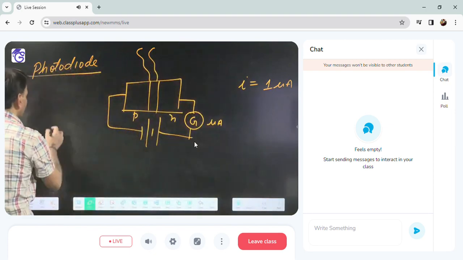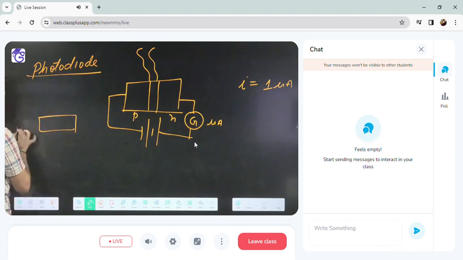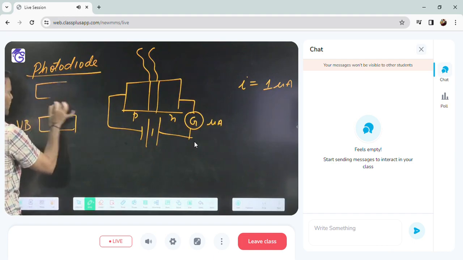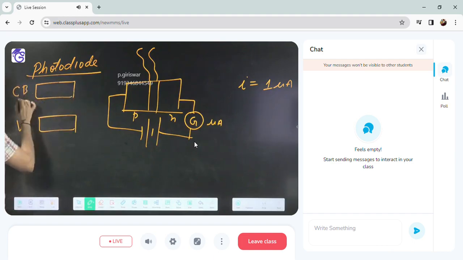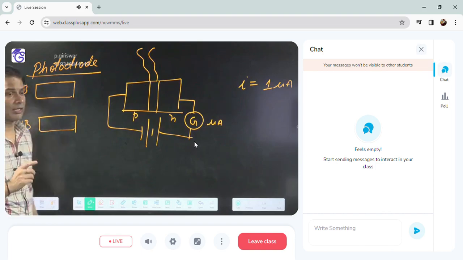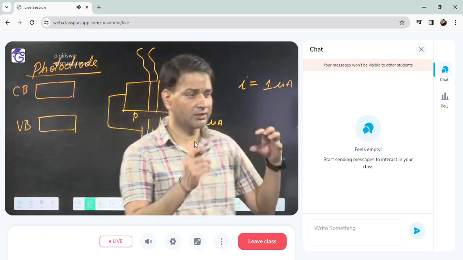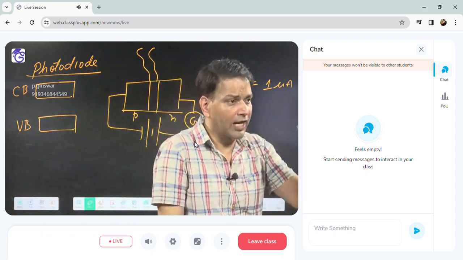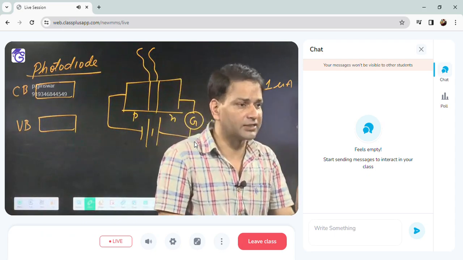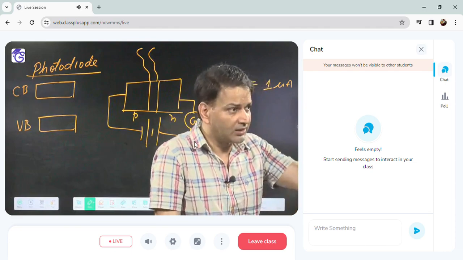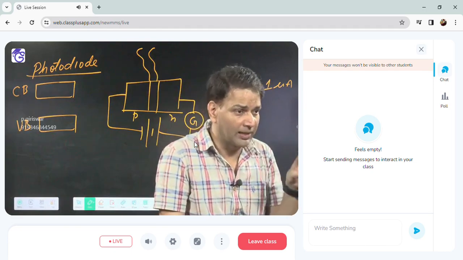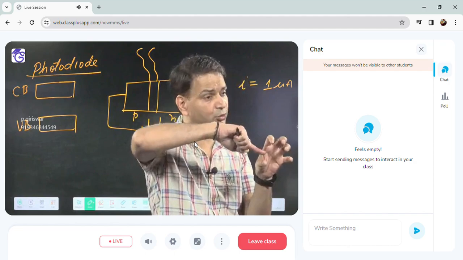Suppose this is the valence band, this is the conduction band. I will not repeat, so everybody has to listen carefully. What I am saying is, when light is incident, that light has photons. What will happen if the photon energy is greater than the energy gap? Then a valence electron will absorb that photon and jump to the conduction band.